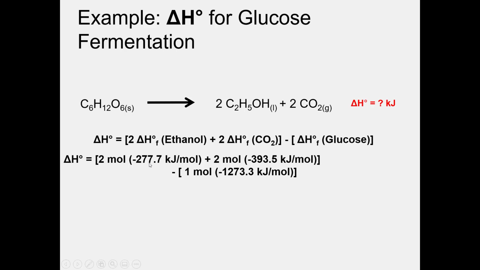Now that I found my enthalpies of formation, the calculation is straightforward. I take 2 times negative 277.7 and I add 2 times negative 393.5. From that, I subtract 1 times negative 1,273.3 kilojoules per mole, and I get my overall enthalpy of reaction, which is negative 69.1 kilojoules per mole of glucose for the reaction as written. So our fermentation of glucose is an exothermic process, and it's exothermic to the tune of negative 69.1 kilojoules per mole of glucose that is fermented.